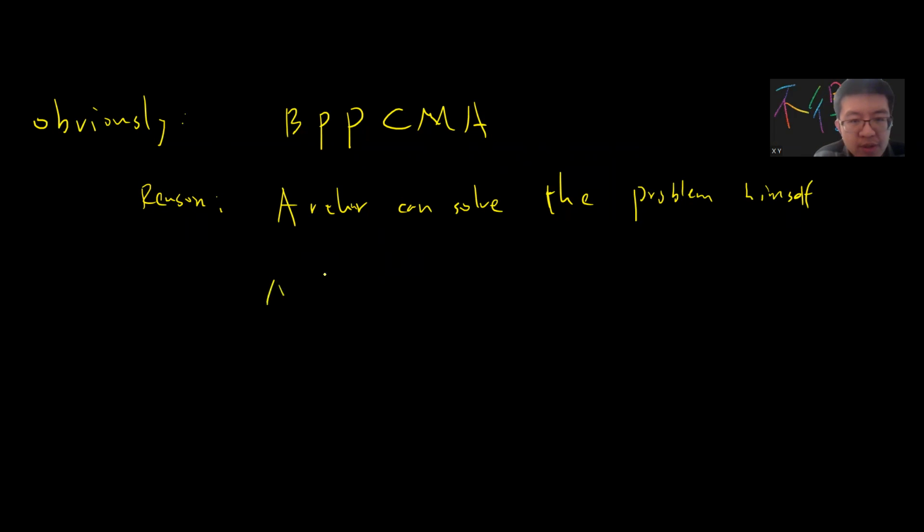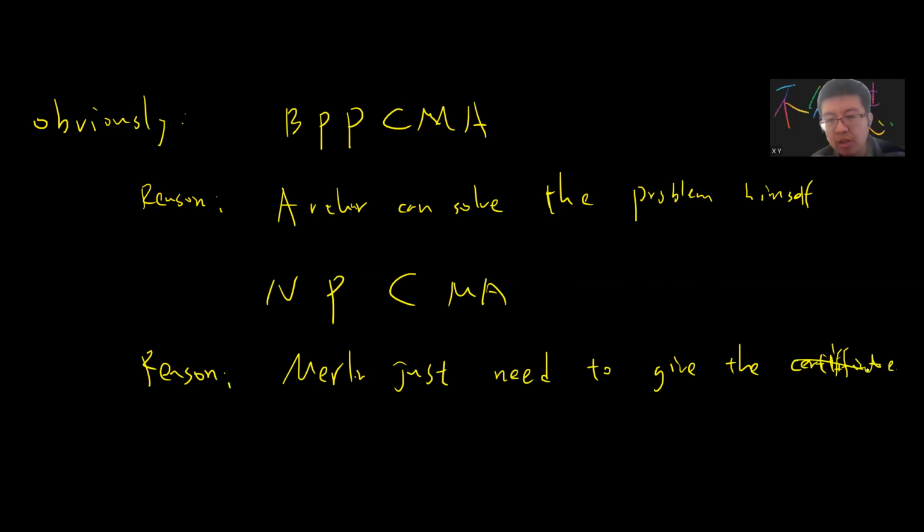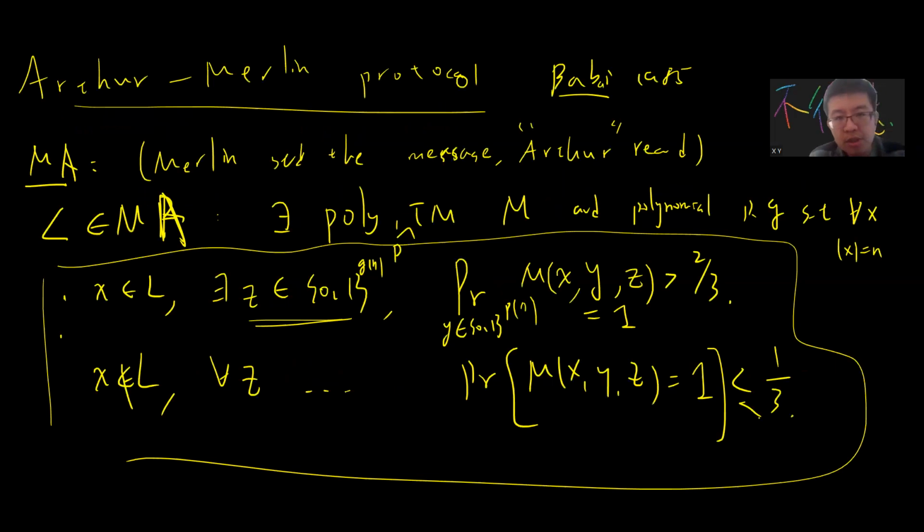Okay, and obviously NP is also in MA, right? The reason is very simple, because Merlin just needs to give the certificate. If it's NP, then Merlin just gives you the certificate, and Arthur is a probabilistic Turing machine, and by definition of NP you can verify the answer in polynomial time. So NP is also in MA. Okay, so this is like one round. One round means that Merlin sends to Arthur, and Arthur needs to decide.